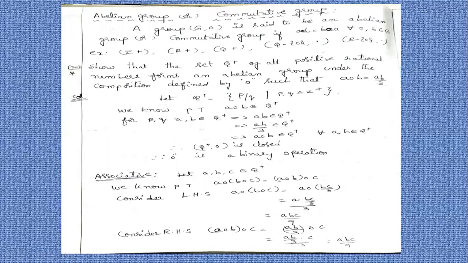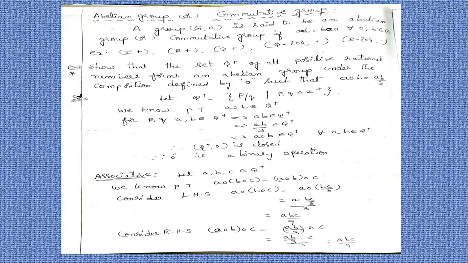Now we are discussing abelian group or commutative group. A group satisfies the properties closure, associative, identity, and inverse. Coming to abelian group, it additionally satisfies the abelian property, or it can also be called the commutative property. Listen carefully. A group (G, ∘) is said to be an abelian group or commutative group if a ∘ b equals b ∘ a for all a, b belongs to G.